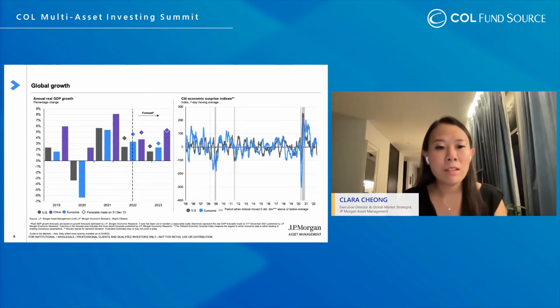So this is another thing that we have to continue to consider and think about when we think about what cracks could form in the consumer strength story.